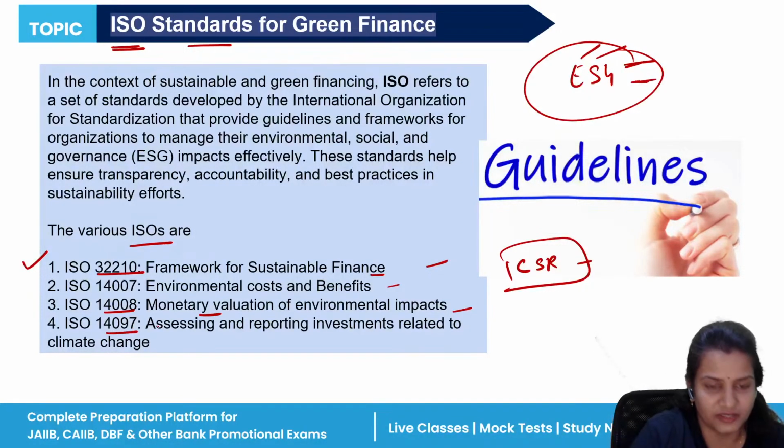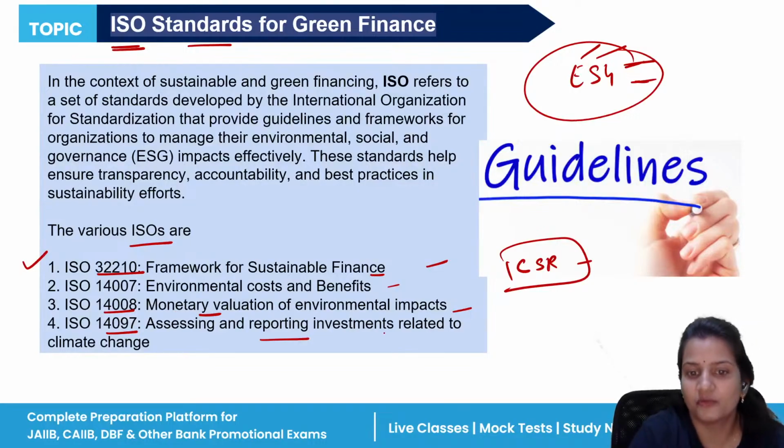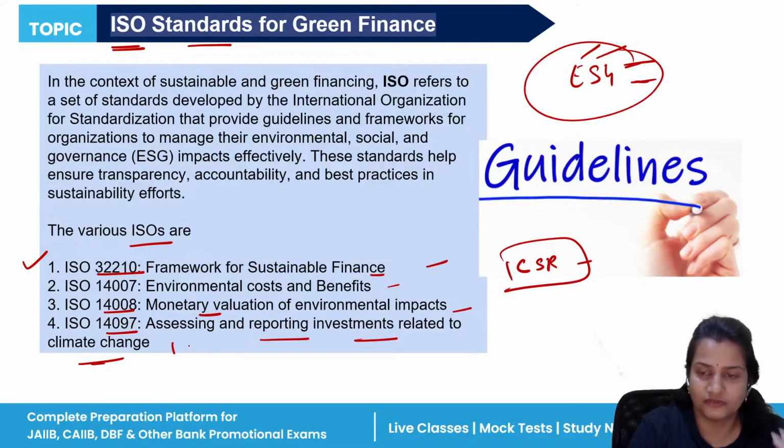And ISO 14097 is about assessing and reporting investment related to climate change. So it is all about climate change, that we should use different methods so that we can protect our climate and our ozone layer. And ISO 14009 is all about the risks which may arise in our environment and our organization. We need to first assess the risk, and after that we need to mitigate those risks. That is the risk management approach.